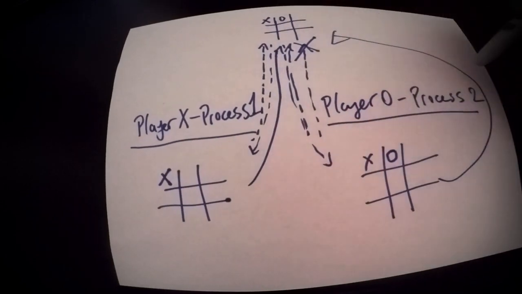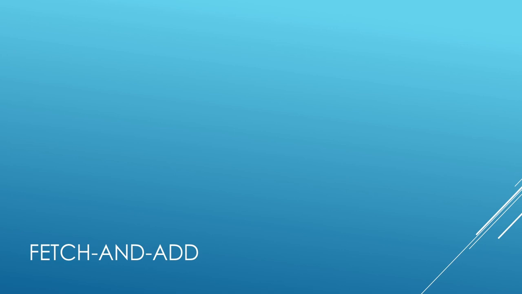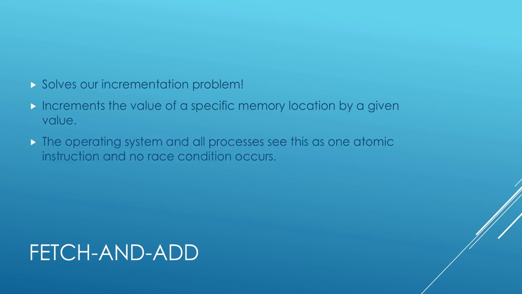Now we're going to go over some examples of multi-instruction methods used as one uninterruptible instruction. The following examples help us avoid that pesky race condition we just talked about. The first is fetch and add, which solves our incrementation problem. Fetch and add increments the value of a specific memory location by a given value. The operating system and all processes see this as one atomic instruction and no race condition occurs.